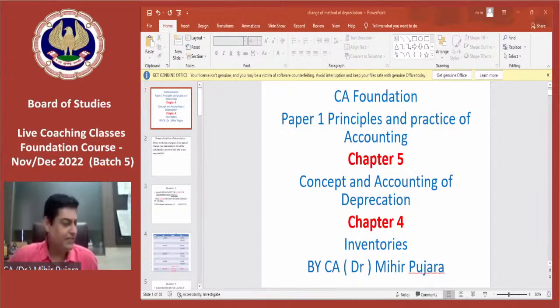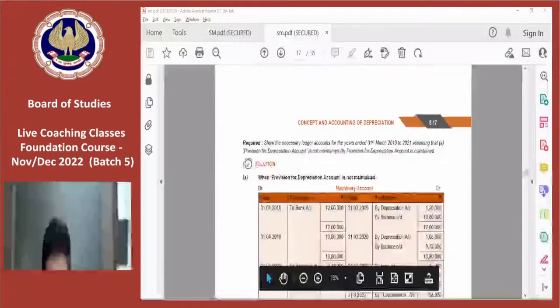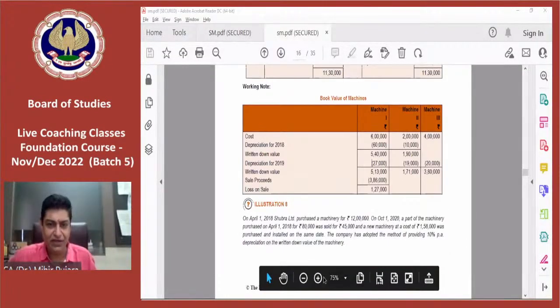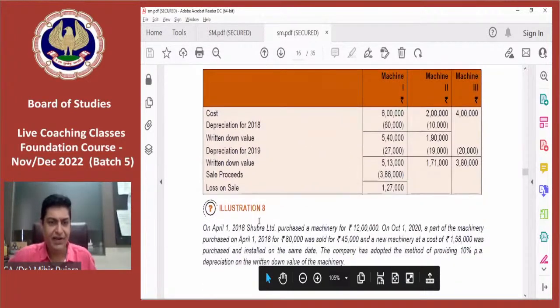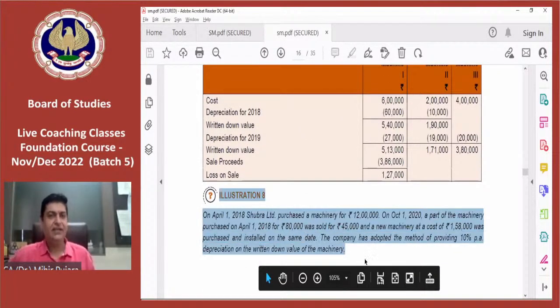Okay guys, so without wasting time, let's conclude with our illustration number 8. Let's first of all once again read or revise the question. So friends, just for your small revision, this is what we were doing, right? This is what we were doing.